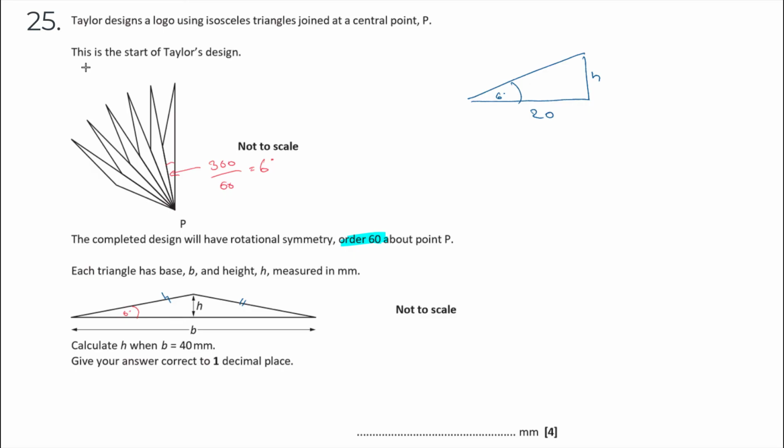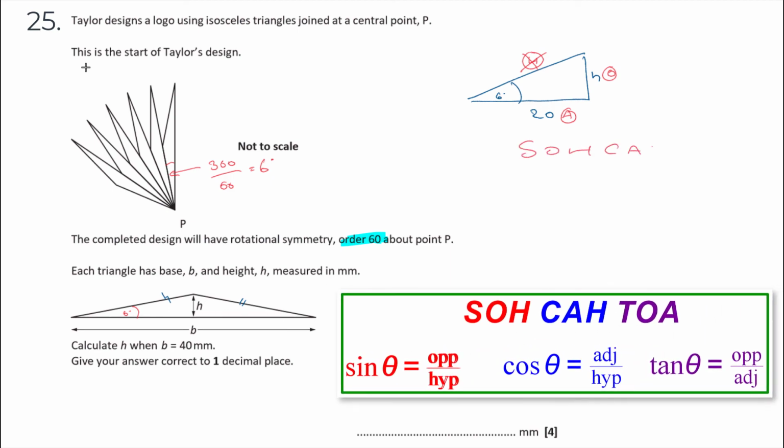Okay, so which side have we got? We've got the adjacent, haven't we? This is the adjacent side, and we want the opposite. This is the hypotenuse, the longest side, opposite the right angle. We don't really care about the hypotenuse. So thinking about SOHCAHTOA, all the ones with H in it we don't care about because we don't want H. So that leaves us tan. Tan equals opposite over adjacent. So the tan of theta is equal to the opposite over the adjacent.